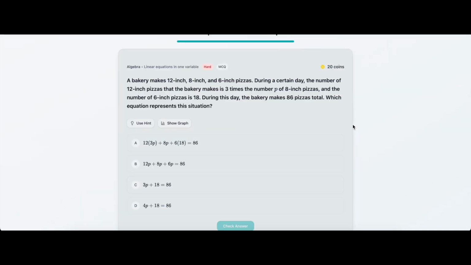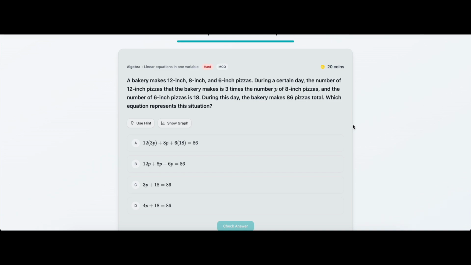Alright, let's look at this last problem for linear equations. It says a bakery makes 12-inch, 8-inch, and 6-inch pizzas. During a certain day, the number of 12-inch pizzas that the bakery makes is 3 times the number P of 8-inch pizzas, and the number of 6-inch pizzas is 18. During this day, the bakery makes 86 pizzas total. Which equation represents this situation?